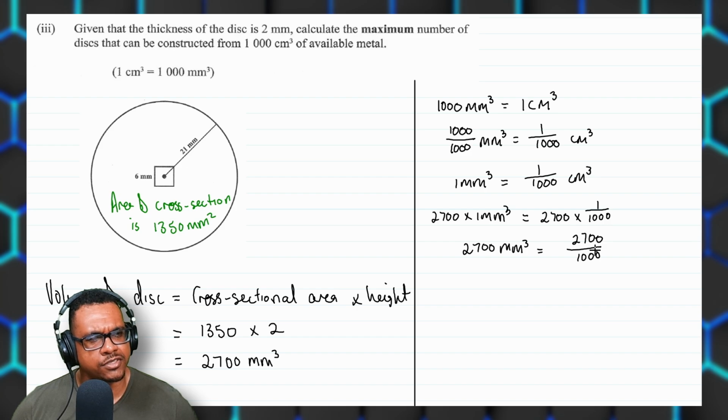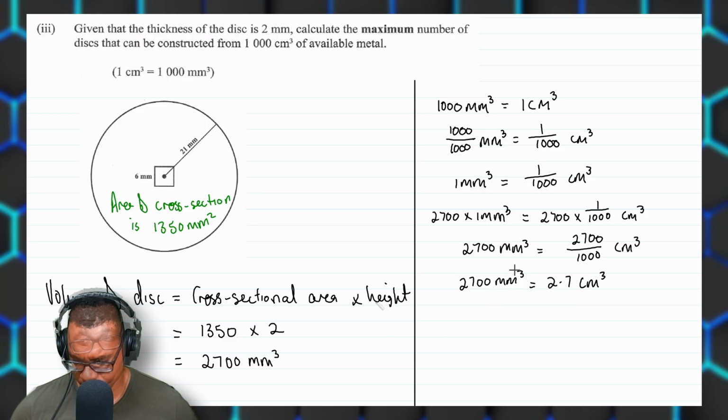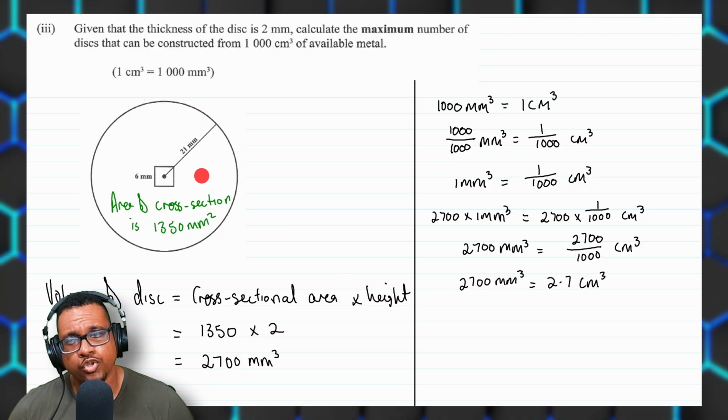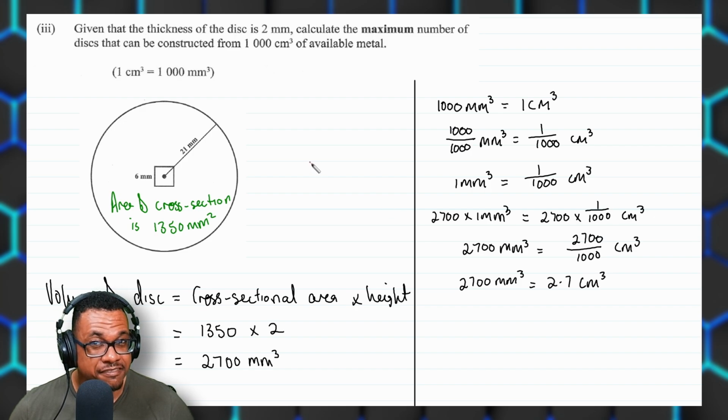Now, because you're dividing by 1000, we just have to move the decimal point 3 spaces here. So you get 2.7. Of course, this is centimeters cube here. So I'll have 2700 millimeters cube is equal to 2.7 centimeters cube. So now that I know the volume of this one disc is 2.7 centimeters cube, and the total amount of metal available to me is 1000 cm cube.